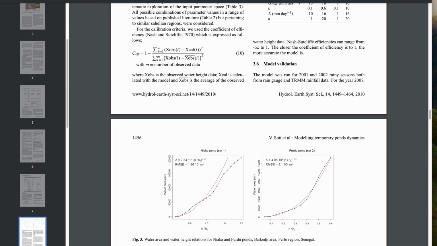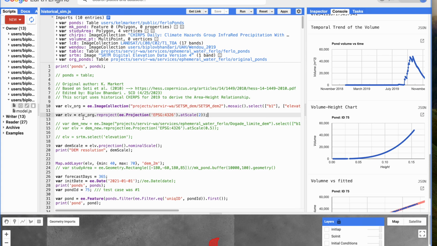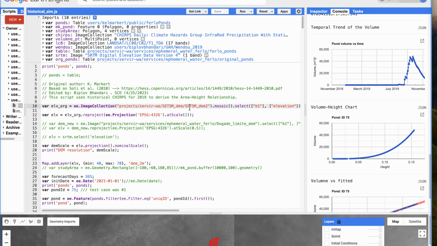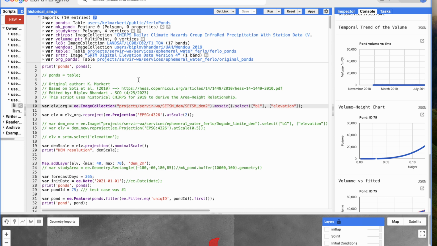So the way we have implemented it over in Earth Engine is, can you see it, or is this good enough? Yeah, it's good enough. Okay, so I'm still running using the DEM that you shared. Thank you for sharing that.